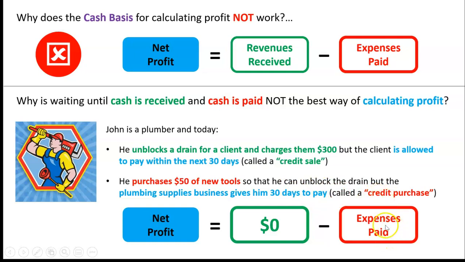However, under this system, we're only looking at expenses when they're paid. He hasn't paid for these tools, so that's zero. So in the cash basis system, we've got net profit equals 0 minus 0, that's 0. So basically under this system, nothing's happened. And that is silly. That's not what's happened. What's happened is he's earned $300 and he's used up $50 of tools. So this is dumb.